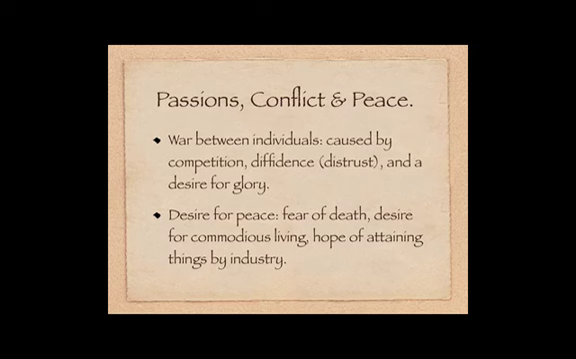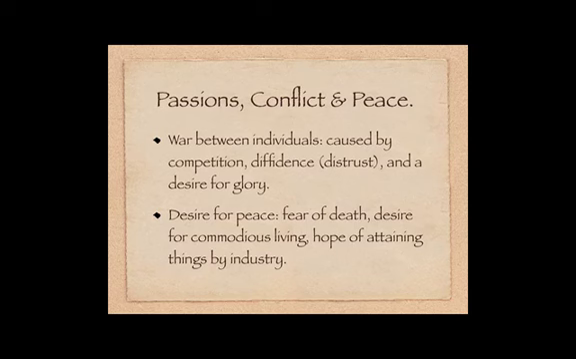So in the state of nature, there's going to be this competition for scarce resources. Again, when we talk about the state of nature, we'll note that there is no commerce. There is no division of labor. So there's competition for the scarce resources that are there. We don't trust others because we know their motivation is the same as ours. They're trying to preserve themselves. And there's a desire for glory.